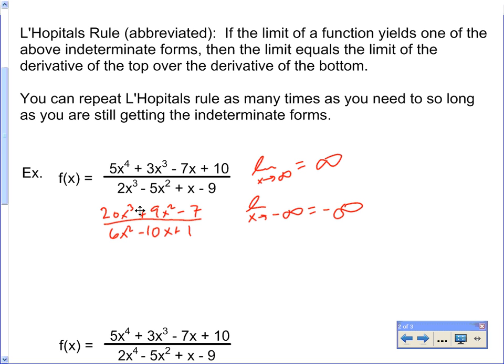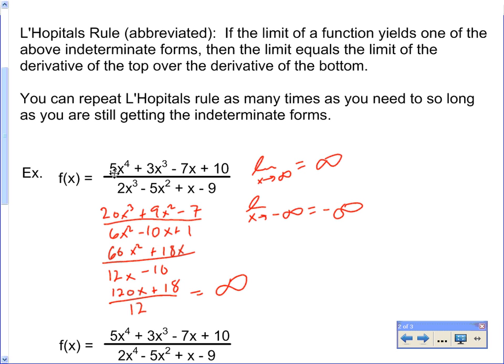If I put in infinity again, I'd get infinity over infinity, so I can use L'Hopital's rule again, and I'm going to get 60x squared plus 18x. At the bottom, I'm going to get 12x minus 10. I'm still going to get infinity over infinity, so I'm going to take the limit one more time. I get 120x plus 18 over 12. And now if I put in infinity, I'm going to get infinity over 12, which is infinity.